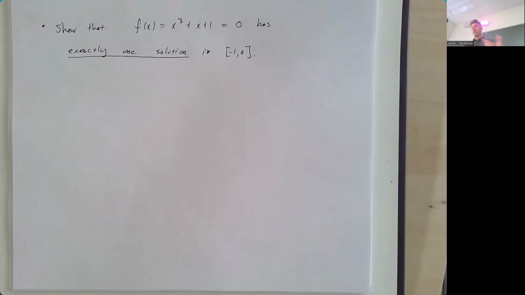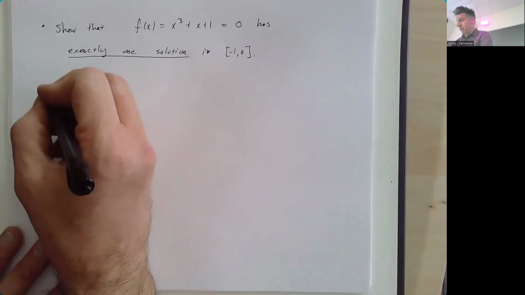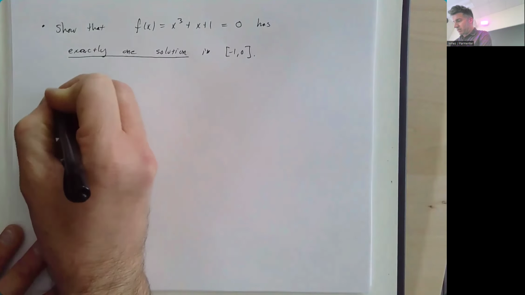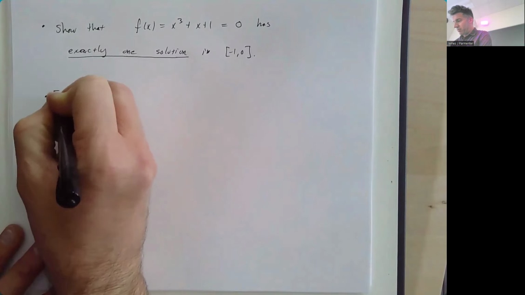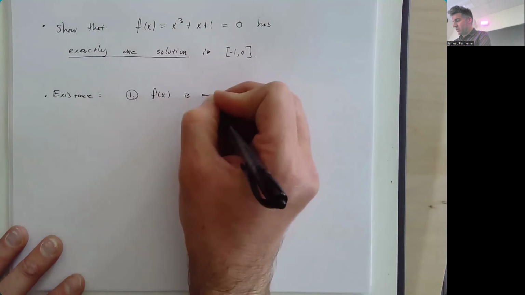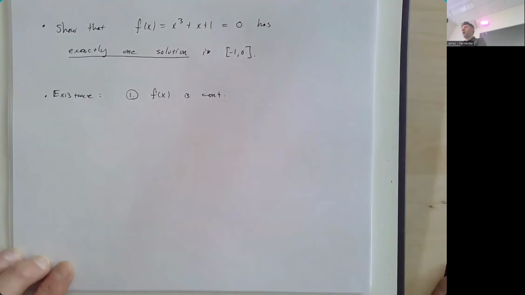Normally, or at least in the past, we have shown that a solution to an equation exists by using the intermediate value theorem. So that's what we're going to do first. So we're going to do the existence part. First of all, I would note that f of x is continuous everywhere, which is a requirement, since it has to be continuous on the interval for the intermediate value theorem to apply. And the second part is that f of 0 is 0 plus 1, which is positive. And f of -1 is -1 plus -1 plus 1, which is -1, which is negative.